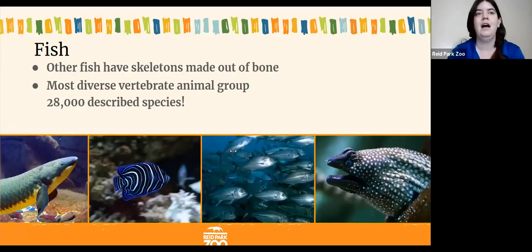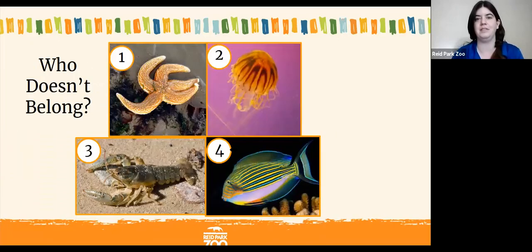And this gives them a lot of flexibility and a lot of chances to really adapt to those deep water surroundings. Other fish, though, have skeletons made out of bone, and out of the vertebrate groups, bony fishes are the most diverse vertebrate animal group, and there's over 28,000 described species of bony fishes. So they still have skulls, they still have backbones, they have gills, they have fins, but their skeletons are made out of bone instead of cartilage, and so that's how we define the bony fishes. And there's lots and lots of different species of bony fishes all over the world. Some are in freshwater, some are in saltwater.